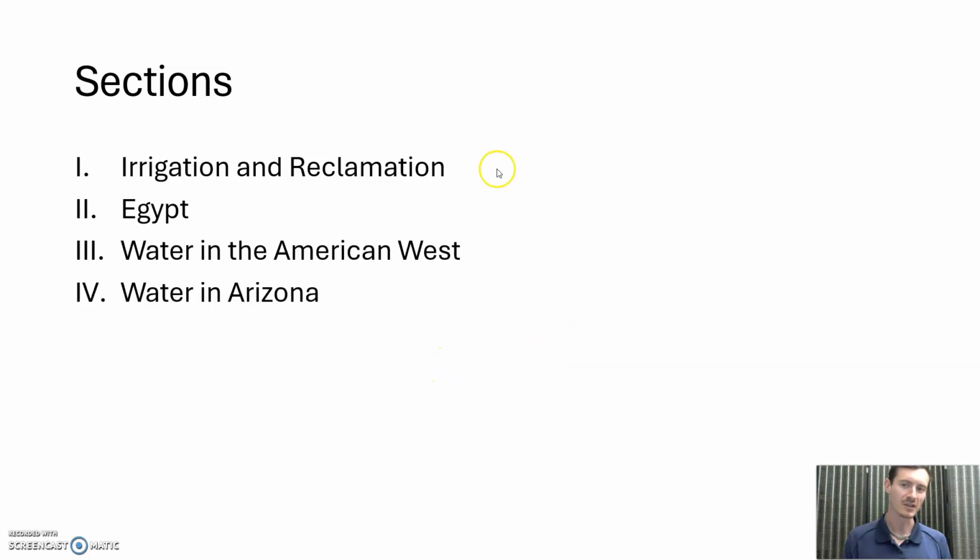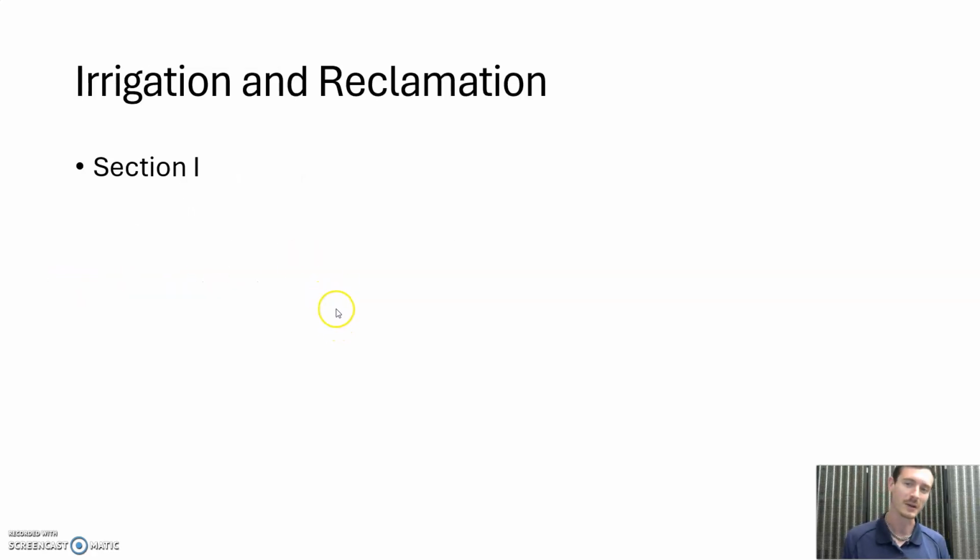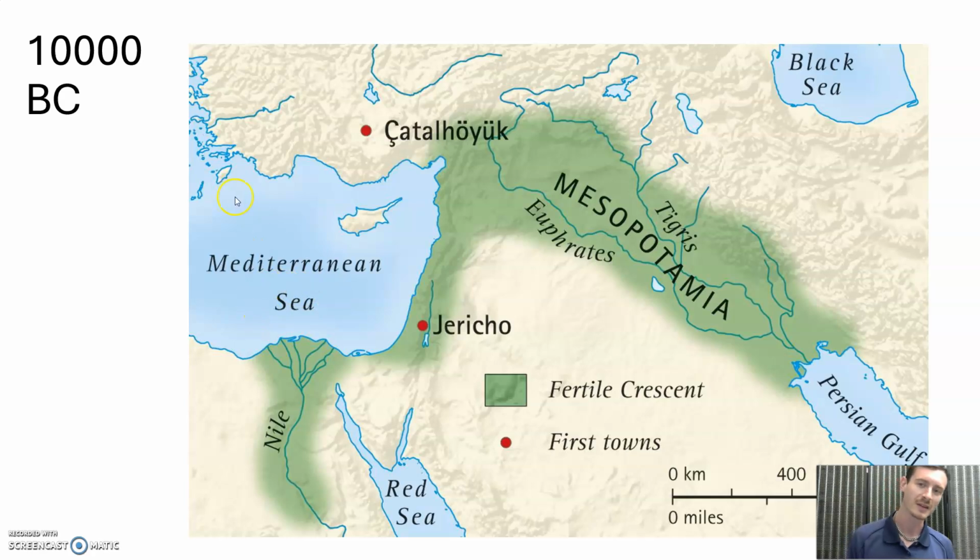We got 4 sections: irrigation and reclamation. This is more of our basics unit. We go to Egypt as a case study, water in the American West with a story, and then water in Arizona, where I get to talk to you directly, which I like. Okay. So first thing, irrigation and reclamation.